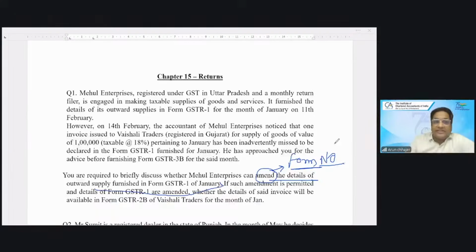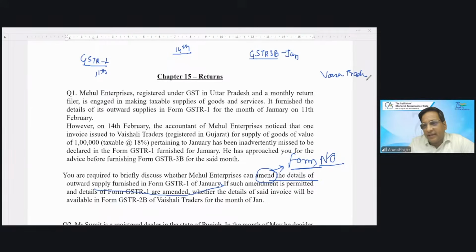See, try to understand. He has filed the GSTR-1 on 11th. On 14th, he noticed that mistake, and he is yet to file the GSTR-3B for January. He is also asking whether Vaishali Traders will be able to see this transaction in 2B of January. Now, please quickly tell me, how to add or amend that missing invoice?